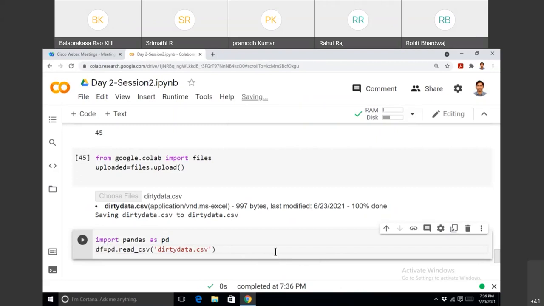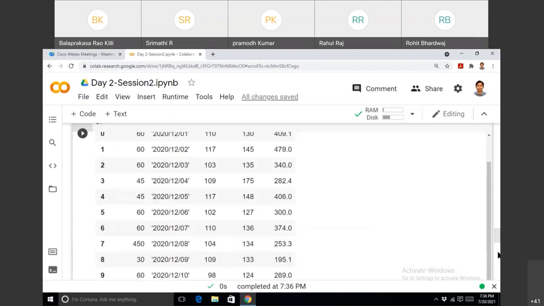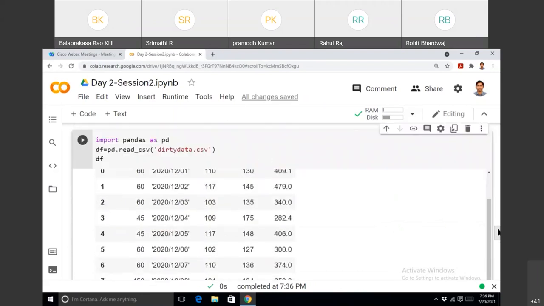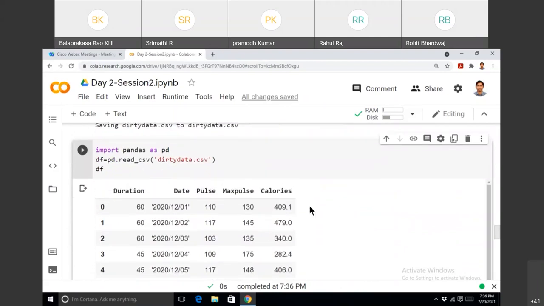Let me print df. What is there in df? Can you see what is there in this dirty data? So that CSV file was converted to a data frame. Basically, this is called a data frame. Data frame means two dimensional.